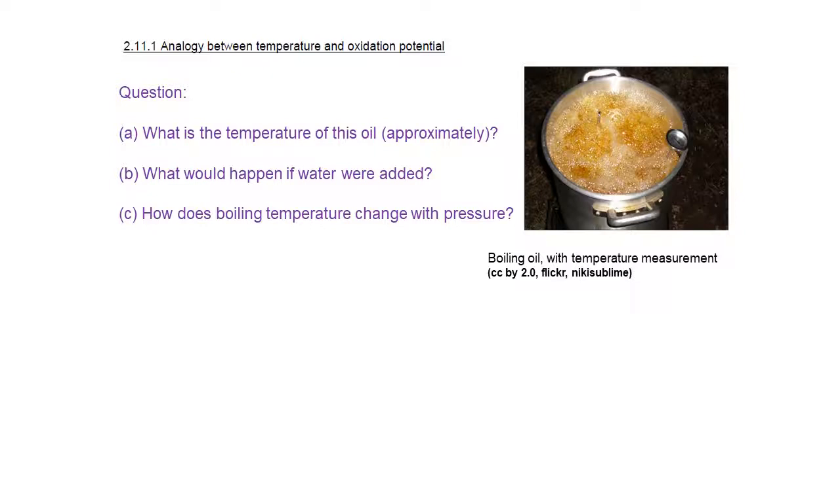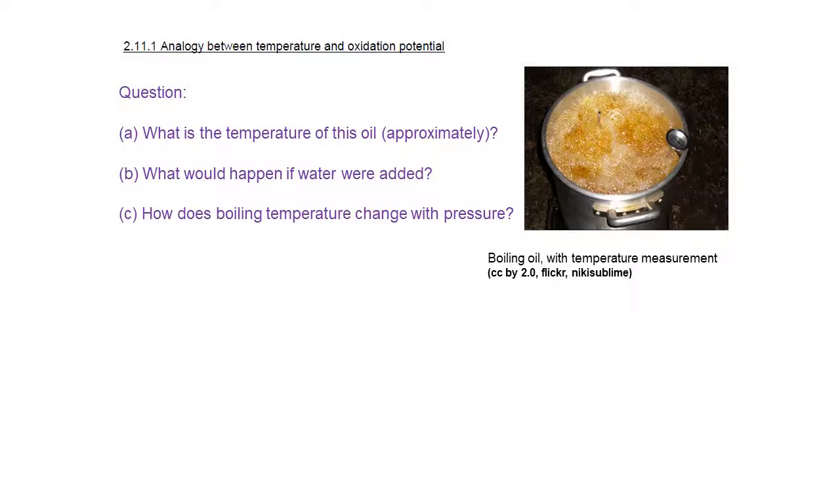So the picture here shows a saucepan of boiling oil, ready for some delicious deep fat frying. From your knowledge of deep fat frying, you should be able to answer some questions. And the bonus question is, why is this situation a somewhat helpful analogy for describing the oxidation potential exerted by a corrosive environment?